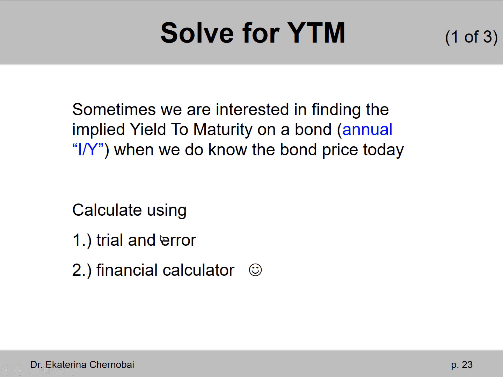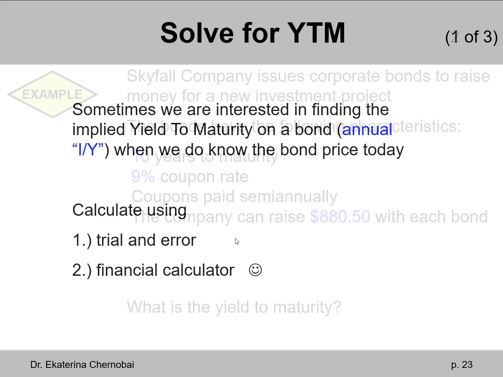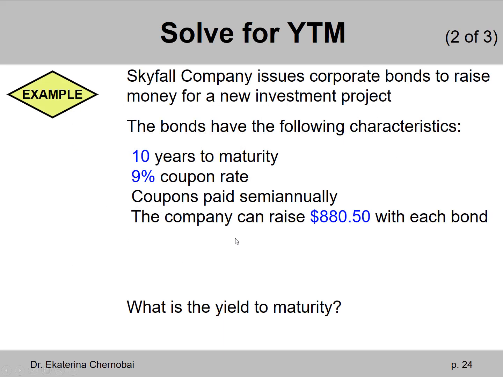One way to calculate it is trial and error using the formula and trying different interest rates until you get the present value that is known. But of course, there is a way to do it very easily in the financial calculator. Let's look at the following example.